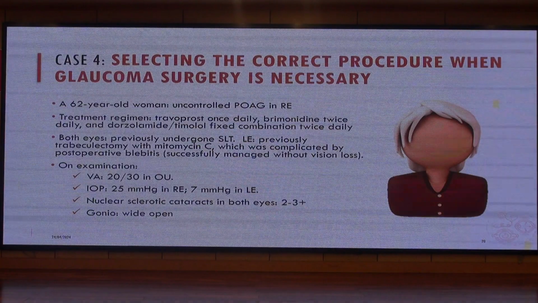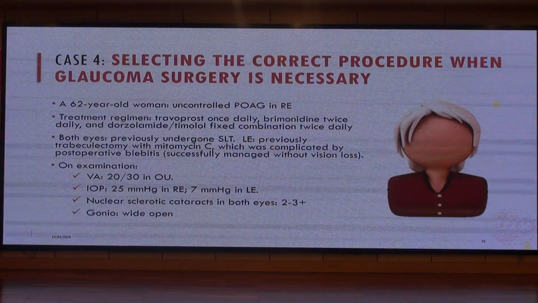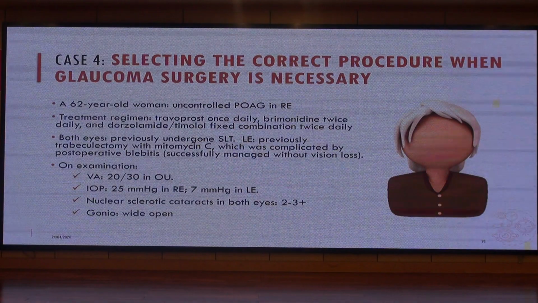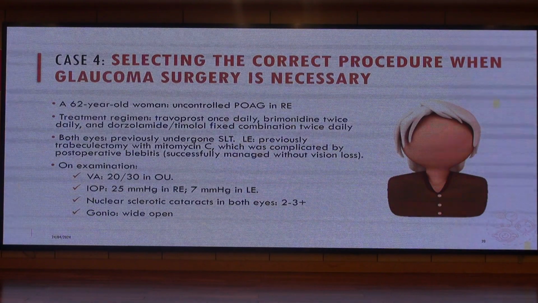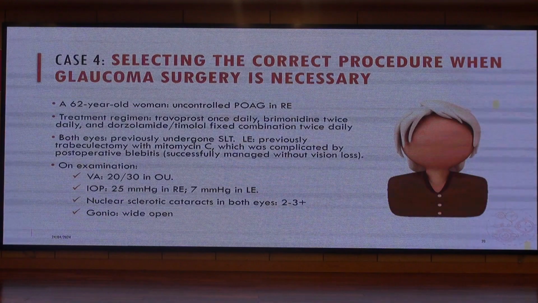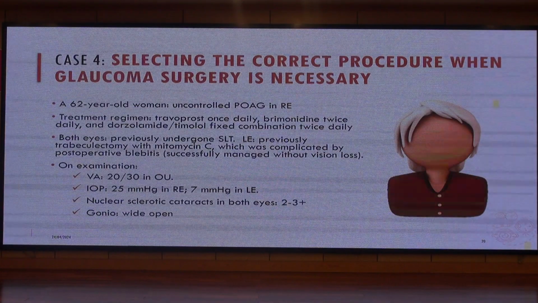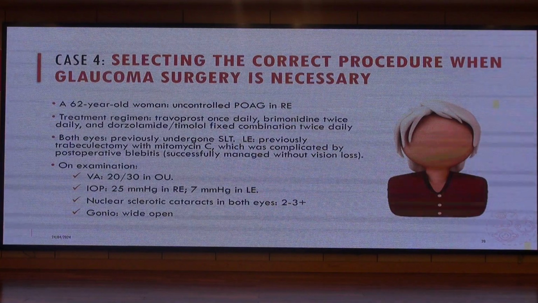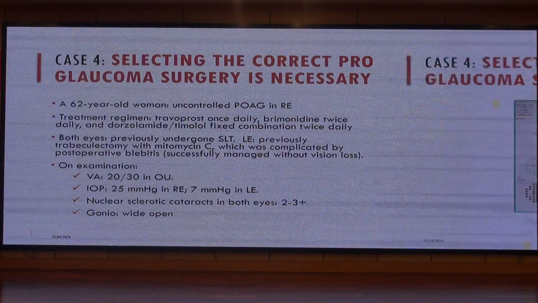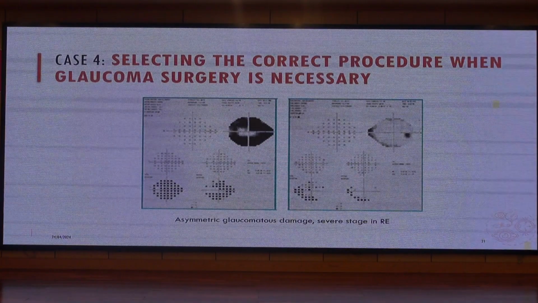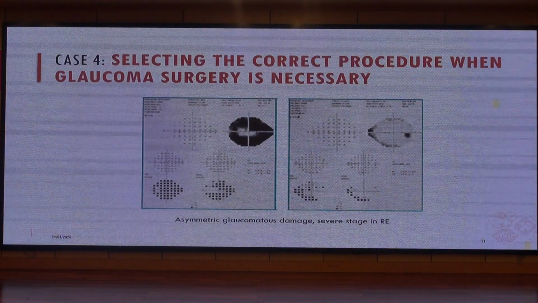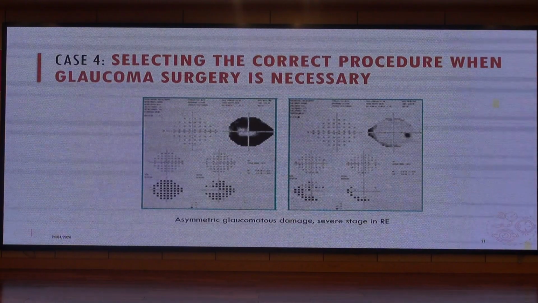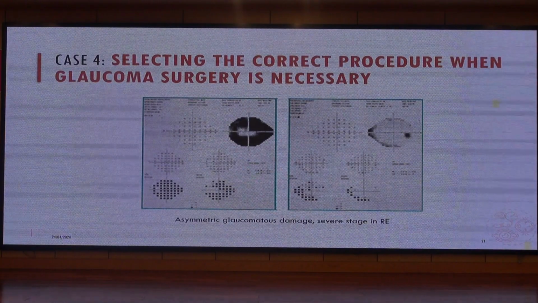On examination, the visual acuity is good, 20/30 in the right eye. IOP in the right eye is 25, the left eye is 7. She had nuclear sclerotic cataracts in both eyes and open angles on gonioscopy. And here's the visual field of the patient. You can see that she had asymmetric glaucomatous damage, with a severe stage in the right eye.